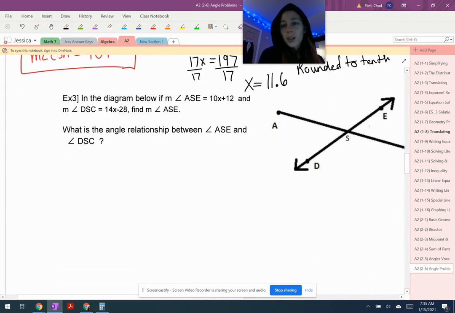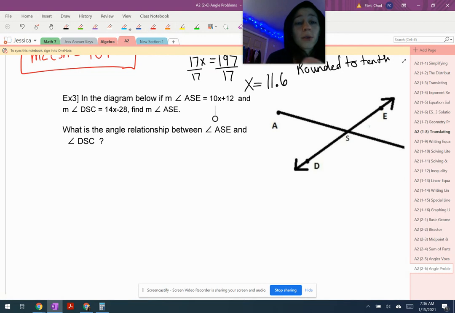So I do give you a little bit of a breakdown here because I asked you what is the angle relationship between ASE and DSC. That's meant to help you, because that's what you need to be asking yourself every single time you approach a problem like this: what is the relationship between the angles that they're giving you?